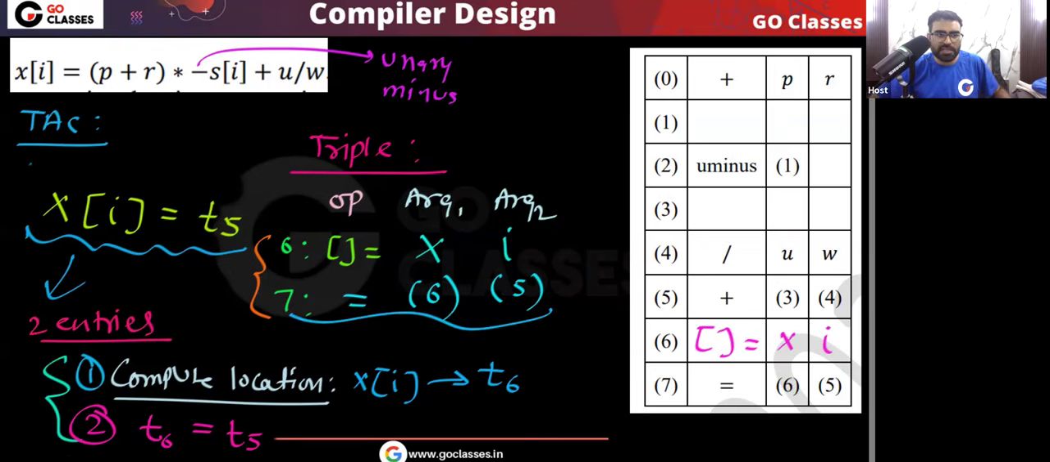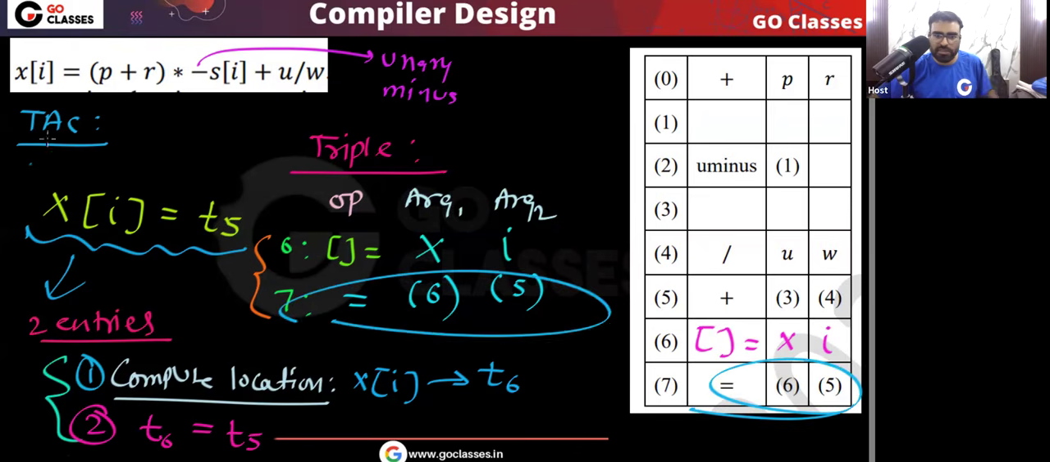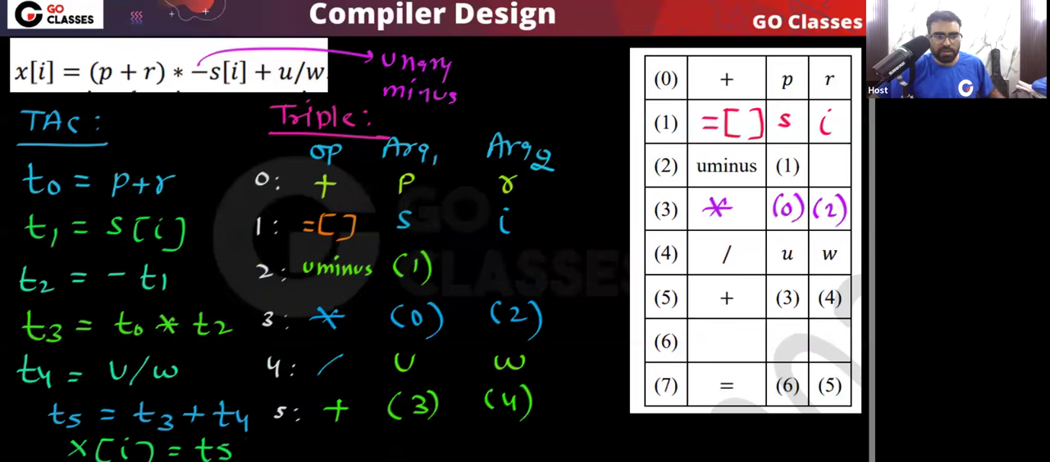You can see this last entry also, you can cross check. This is same as this. I hope you understood this complete explanation. Remember the 6 entry and the 7 entry we have already seen. What is the 6 entry? That is bracket assignment, then x, then I. And what is the 7 entry? That is assignment, 6, 5. Okay, so that's it. This is your answer. Is this point clear?